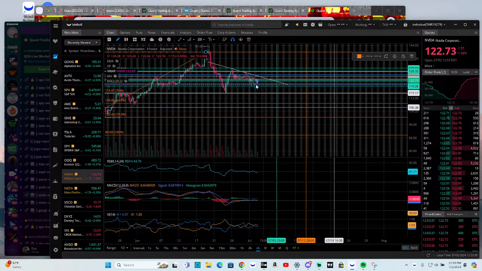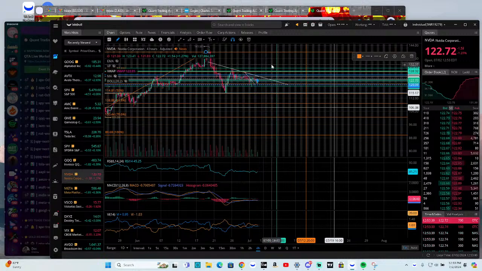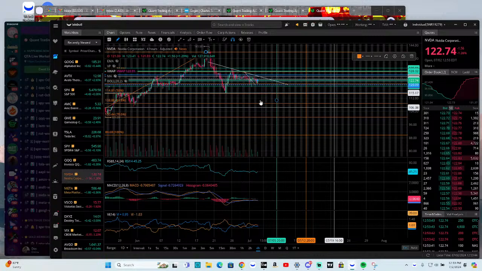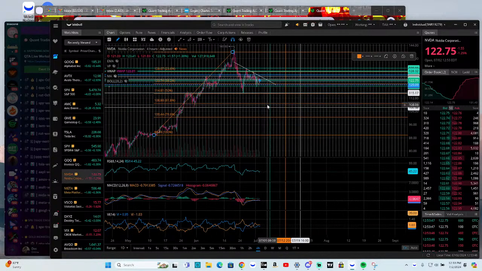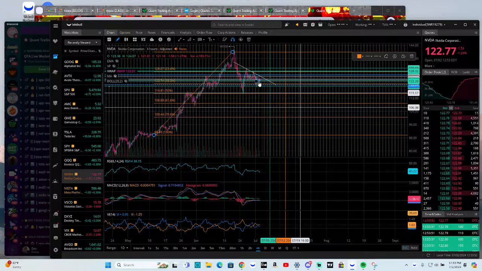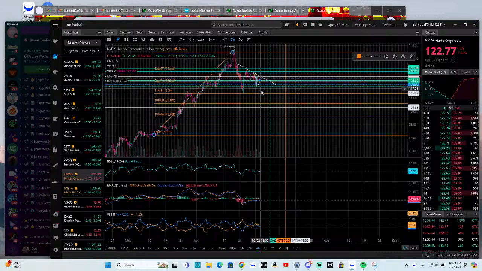If the 120 holds, fair enough. You can still go higher. If the 115 holds, still bullish and going higher. If we lose this 115, then we'll start looking at lower levels, right? We'll start looking at the 108s, the 100s. But we don't want to go there until we need to. For right now, holding 115, holding 120 is great.